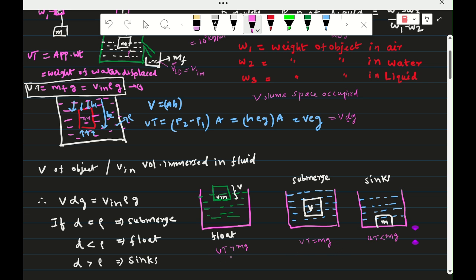So upthrust is more means the density of the liquid is more than the density of the substance. If the density of the liquid is equal to the density of the substance, then it submerges. If the density of the liquid is less than the density of the object, then it will sink. So this is the law of flotation.